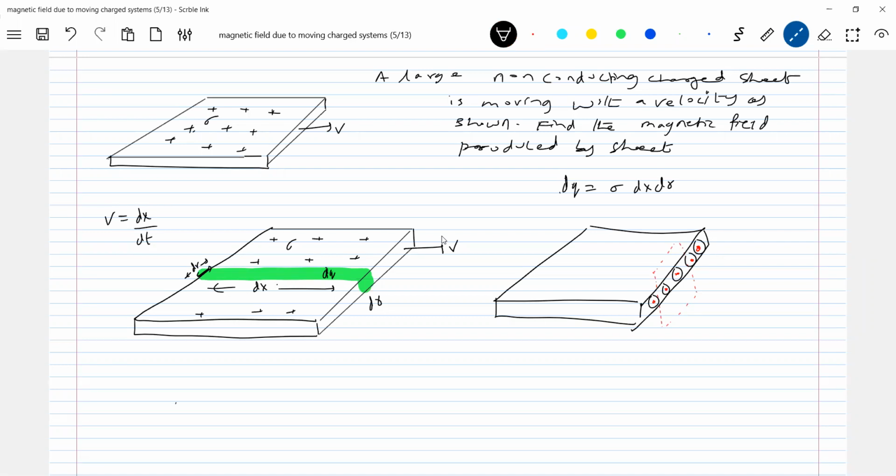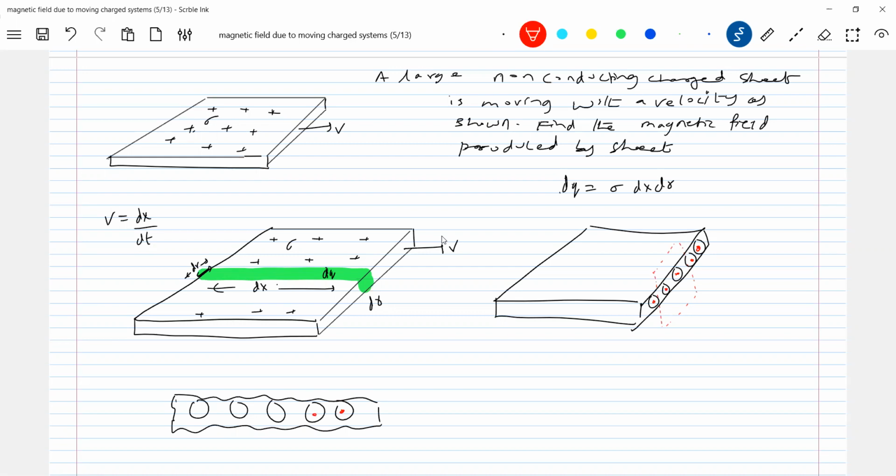Only one problem, if you can go back to the basics of what we learned yesterday. So this will be the current, let it be like this, and we assumed an Amperian path. It is enclosing some current.